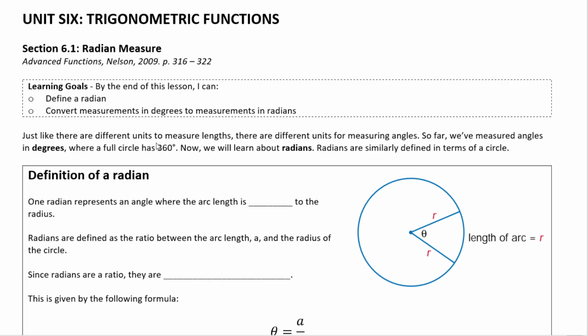Just like there are different units to measure lengths, there are different units for measuring angles. So far, we've measured angles in degrees, where a full circle has 360 degrees. Now, we're going to learn about radians. Radians are similarly defined in terms of a circle.